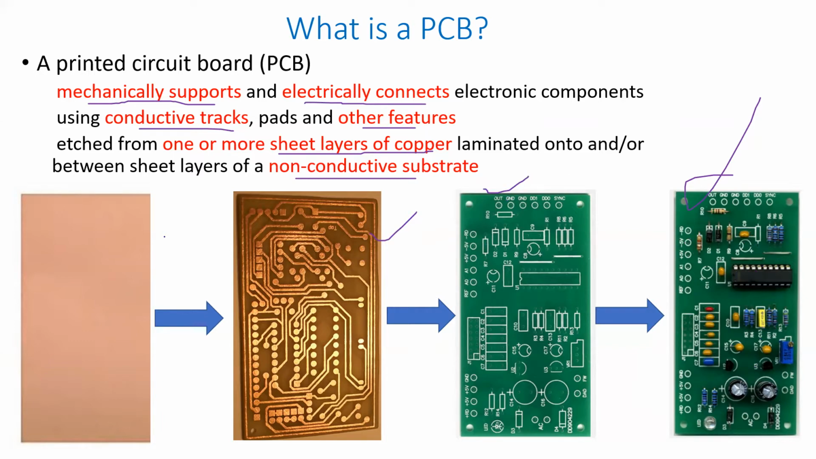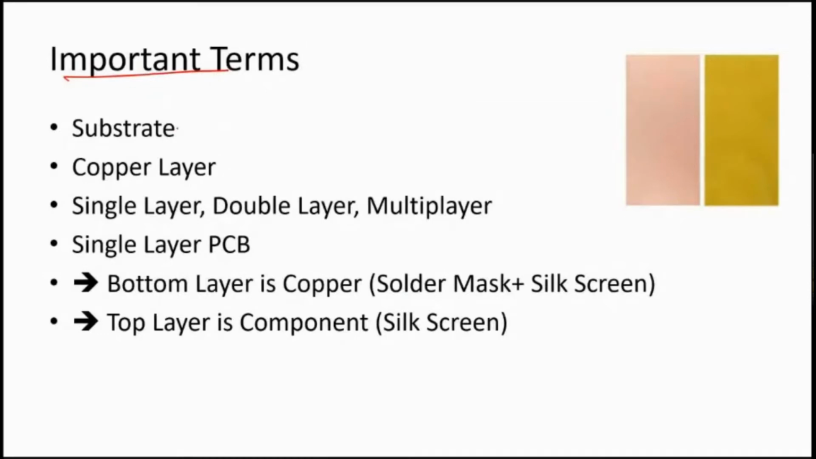Let us understand the basic terminologies of PCB design in this class. In a PCB, the base material is called the substrate. So this is my substrate. Normally, the substrate is made of fiberglass. On top of that, you have the copper layer. A PCB should have at least one copper layer. If a PCB has only one copper layer, we call that a single layer PCB.